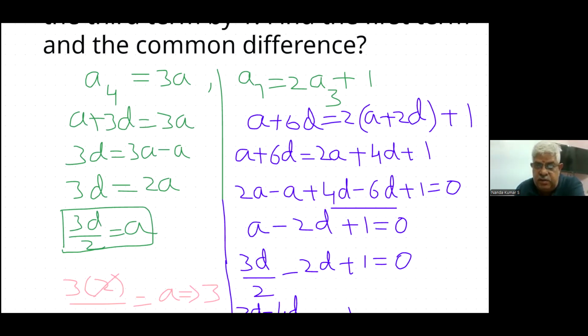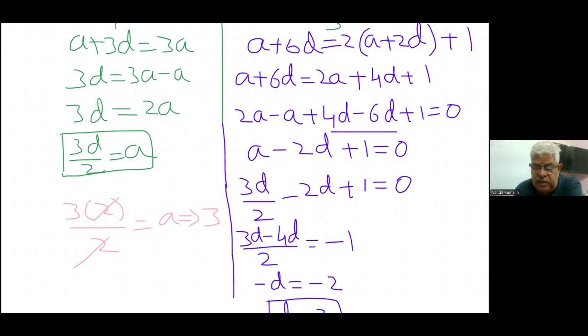Once we got it, come to the other equation here. Seventh term means A plus 6D equals 2 multiplied by third term, which is A plus 2D, plus 1. Now remove the bracket: 2 into A is 2A, plus into plus is plus, 2 twos are 4D, plus 1. Now A you shift to the right hand, 2A minus A; 6D you shift to the right hand, 4D minus 6D plus 1 equals 0. Next, children, 2A minus A gives you 1A. 4D minus 6D gives you minus 2D plus 1 equals 0.